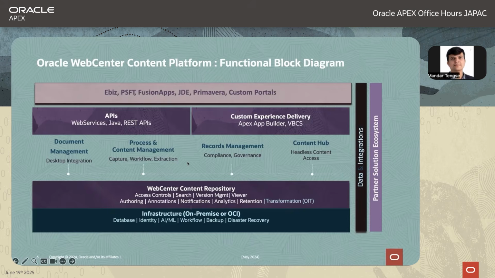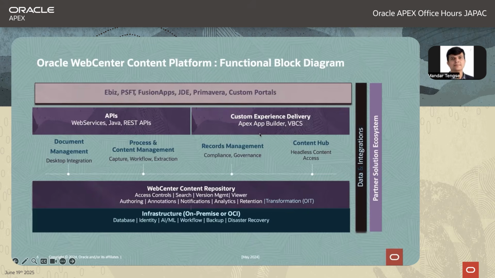The content then can be interfaced into any of these applications. We have out-of-box connectors, or the topic of today is Apex. And so you can, using REST APIs, web services, interface into an Apex app as well. We do have the VBCS way of connecting because it also has the capability to consume REST services, so it could be VBCS as well.